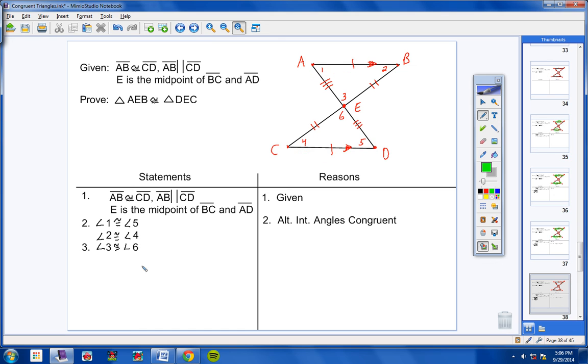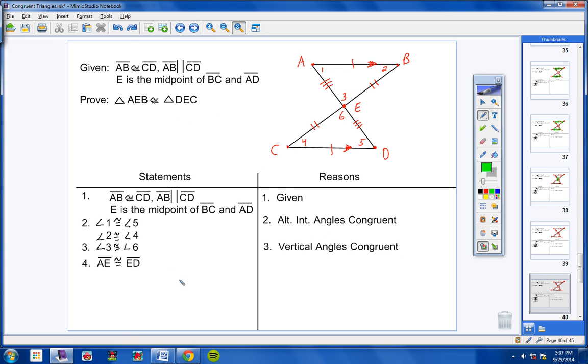Now, let's move on. Number 3. Angle 3 is congruent to 6. Now, students, that one's really obvious. Do you not see why I can state that? I hope you do. Come on, guys. They're vertical angles. Anytime two lines intersect, this angle is congruent to this angle, and this angle here is congruent to this angle here. Okay? So I can state that angle 3 is congruent to angle 6 by vertical angles are congruent.